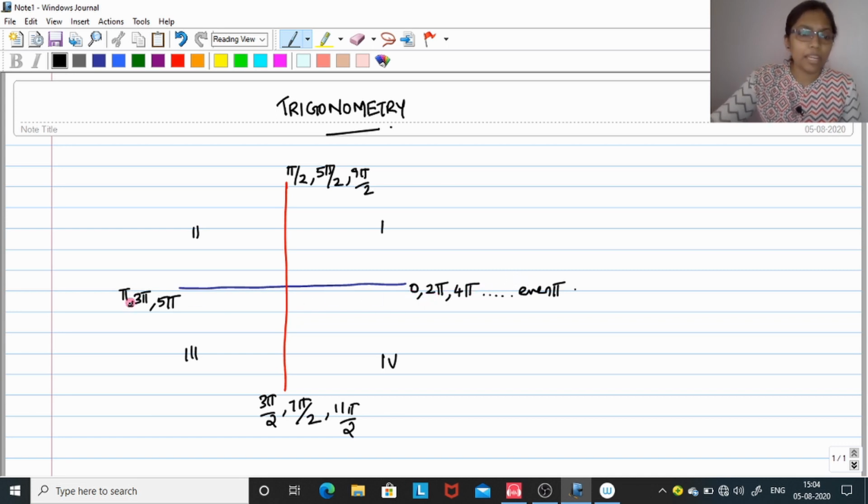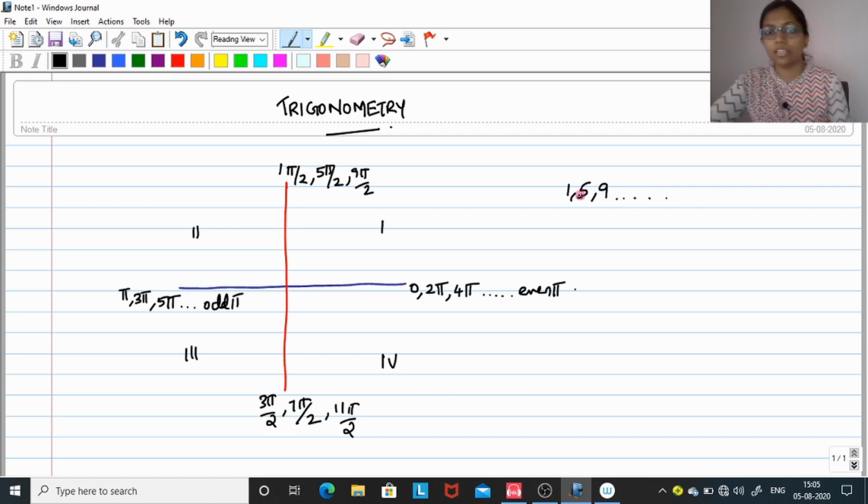So this is even pi, and what about this series? You get here odd pi. And what about the upper and lower series? Here it is 1 pi by 2, 5 pi by 2, 9 pi by 2, everything is odd. Here also 3, 7, 11, everything is odd. So we have to find out the relation between these numbers. It is a difference of 4 coming here: 1 plus 4 is 5, 5 plus 4 is 9. So next will be 9 plus 4, 13. Definitely this is an arithmetic progression, isn't it?